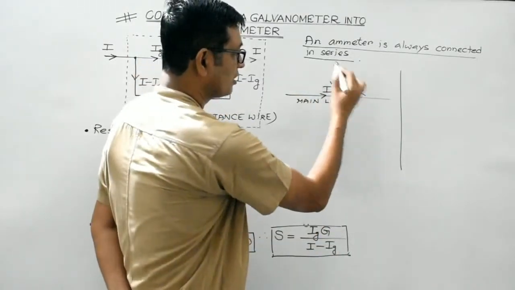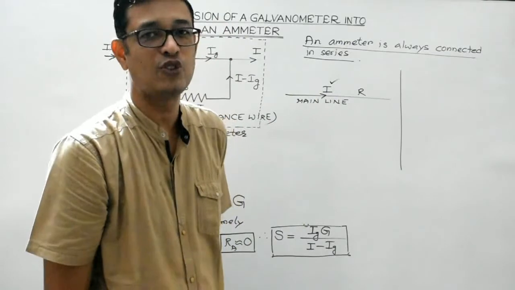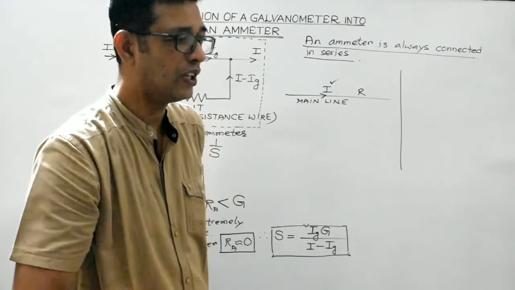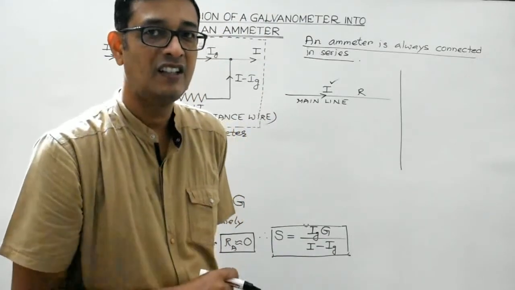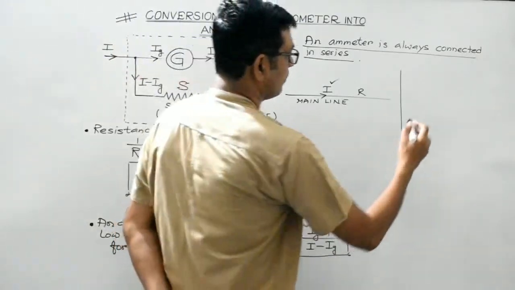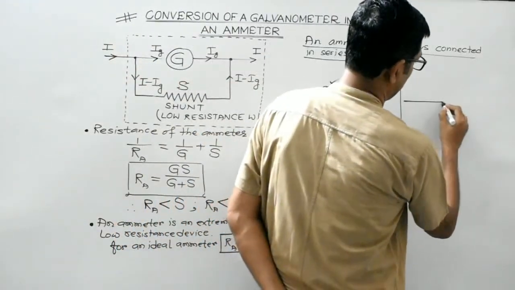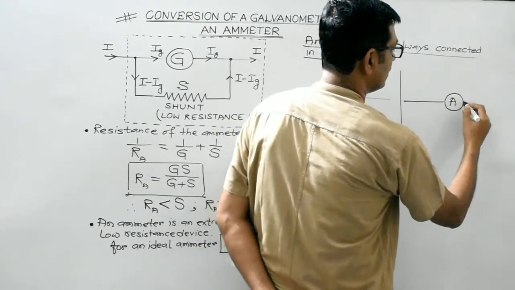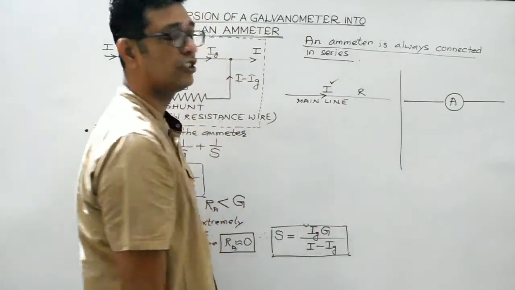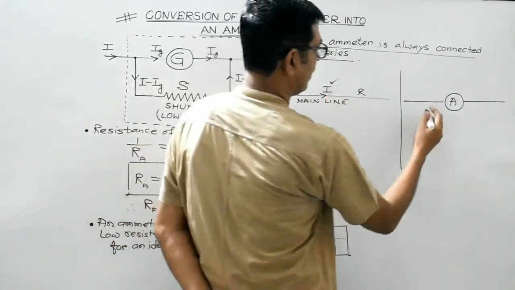Our objective is to connect a measuring device in this main circuit in such a manner as to measure the correct value of the current flowing through the wire. As we are aware, an ammeter is an electric device which is used to measure current. Now, if I connect an ammeter over here in series like this, I've connected this ammeter in series in this main line.